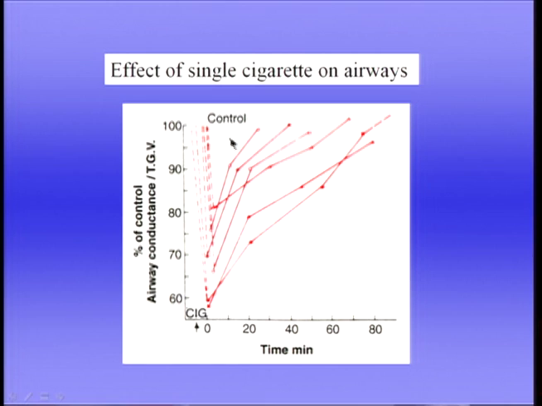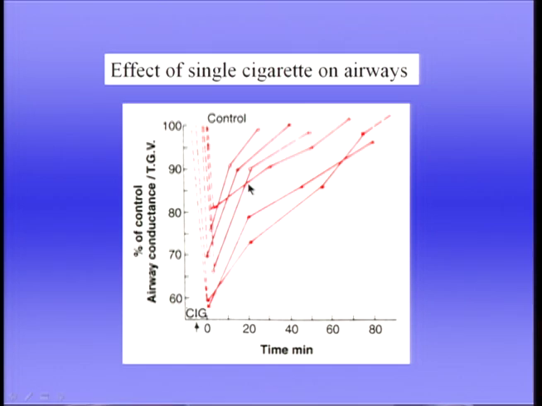Now this is just to show you the effect of a single cigarette on airway function. Actually, this is airway conductance, which is the reciprocal of resistance. So reduced conductance means that there is airway constriction. Look at the effect of smoking a single cigarette on airway conductance. A dramatic effect. It doesn't last all that long, a little over an hour or so, but inhaling cigarette smoke causes inflammation of the airways, and it's a very toxic gas to inhale.